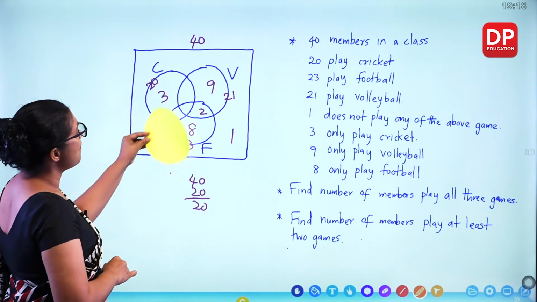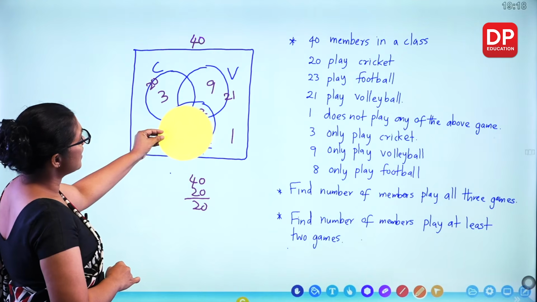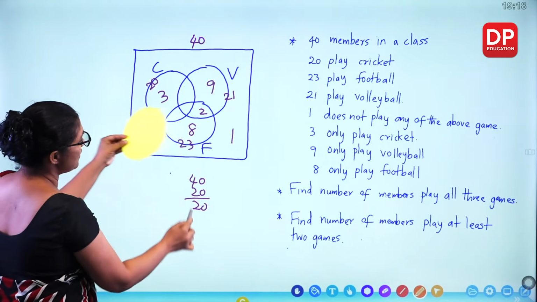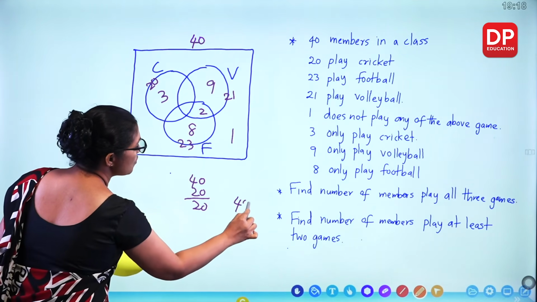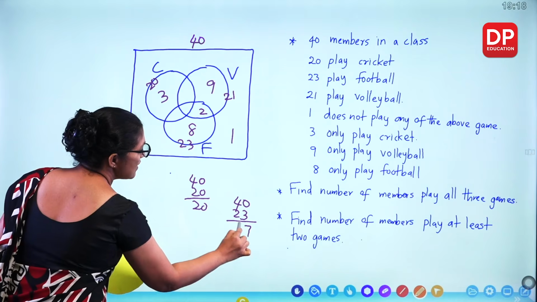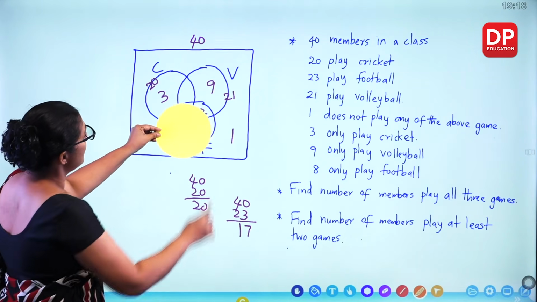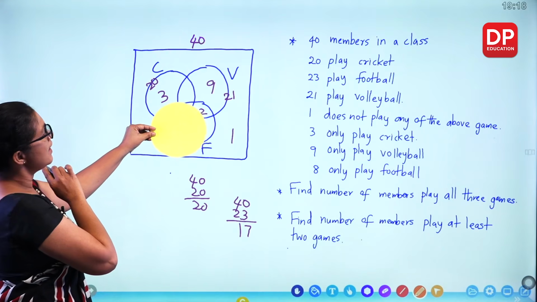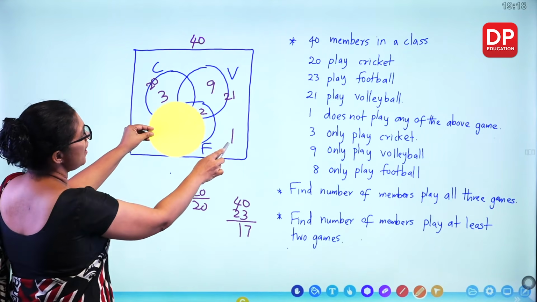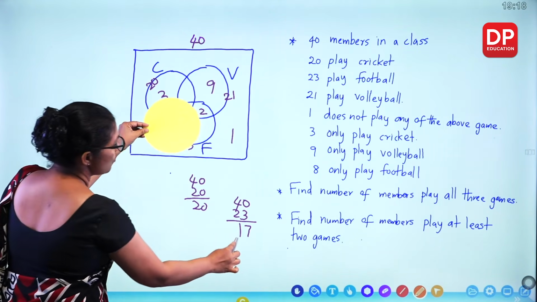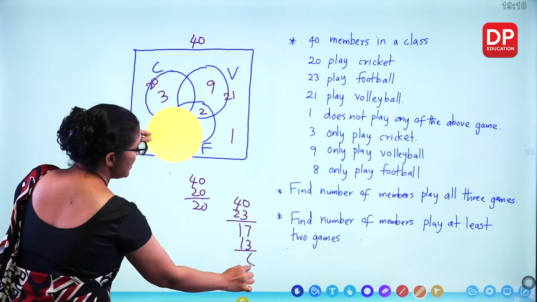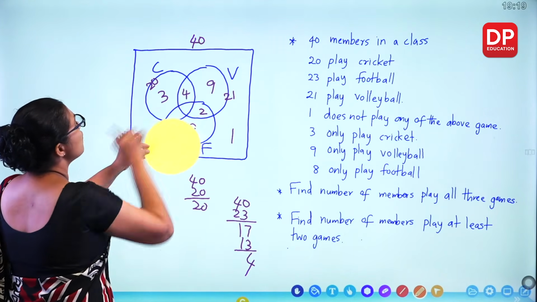Now take the same thing. Cover this circle. That's 23. So 40 minus 23 is 17. So when you cover up this one, 9 plus 3, 12. 12 plus 1, 13. So 17 minus 13, you are getting 4 here.